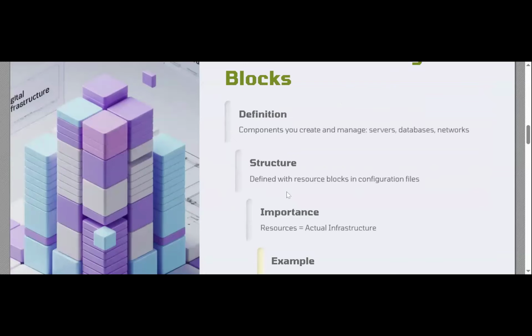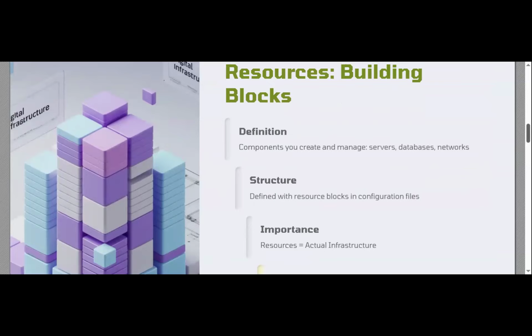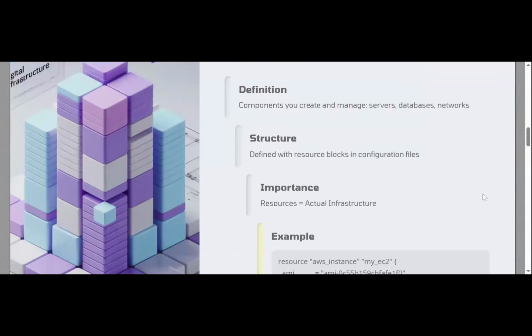Second one, resources. What resources are we going to build? Resources are the building blocks: the components you create and manage. It can be servers, databases, or networks. First we define which resource we are going to create. Previously we mentioned the provider, that is the cloud, the AWS cloud in this region. Now resource means what resources we are going to use, whether EC2, S3 bucket, or VPC.